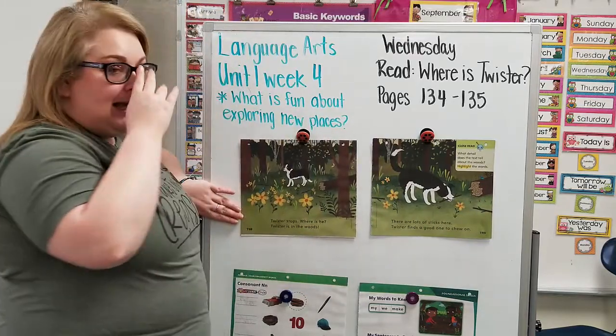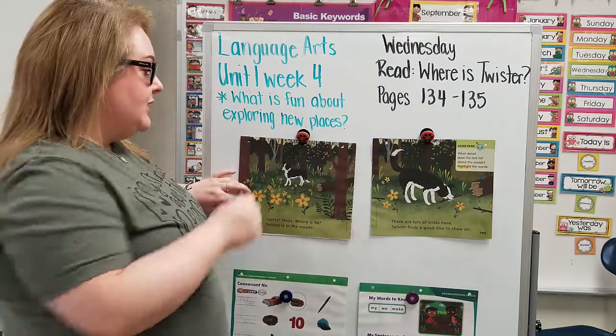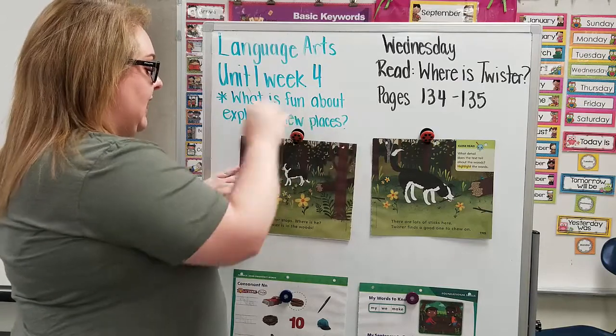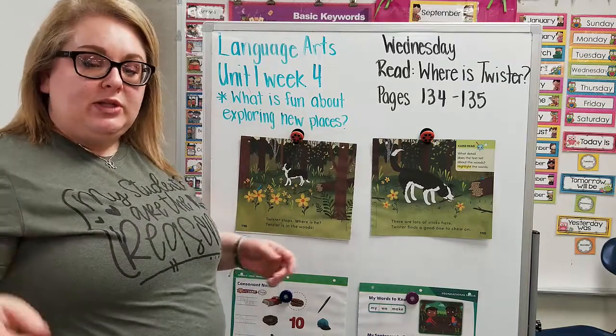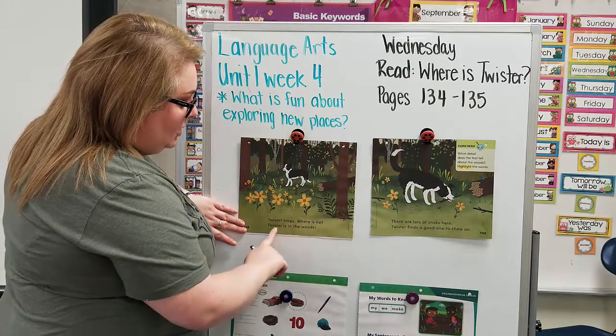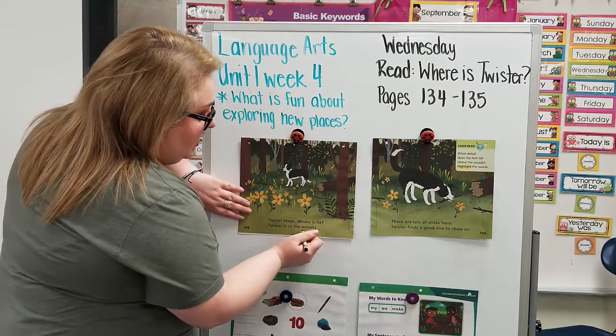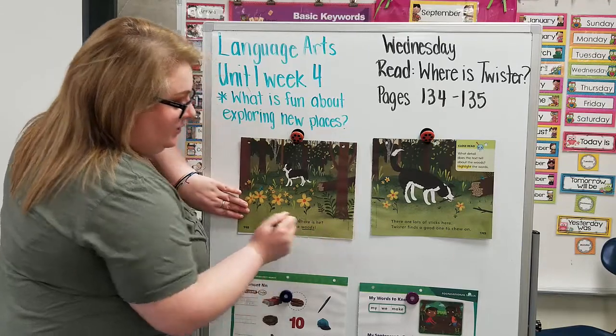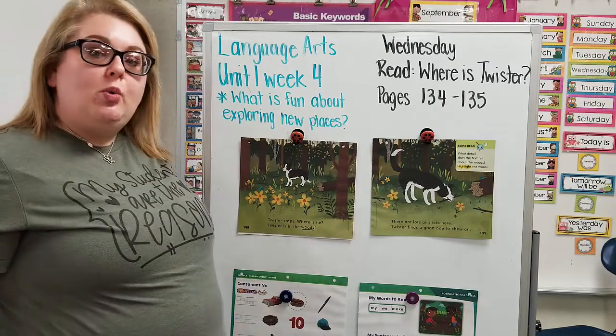Okay, so we have a new setting. What is the setting now? Where's Twister? Where's the story taking place now? It's the woods, right? So we're going to look for that word. Twister stops. Where is he? Twister is in the woods. So I want you to go ahead and underline the word woods. So that way we know where he's at.